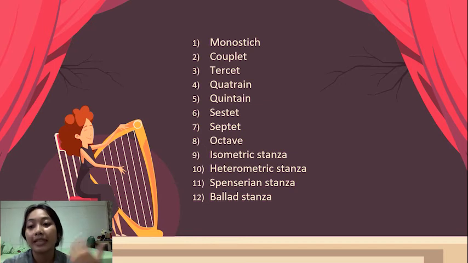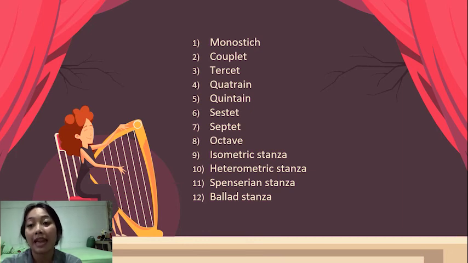The next one is a quatrain, a stanza with four lines with the second and fourth lines rhyming. And then quintain, a stanza with five lines. And then sestet, a stanza with six lines, and then septet is a stanza with seven lines. This is sometimes called a rhyme royal. And then octave is a stanza with eight lines written in iambic pentameter, or ten syllable beats per line.